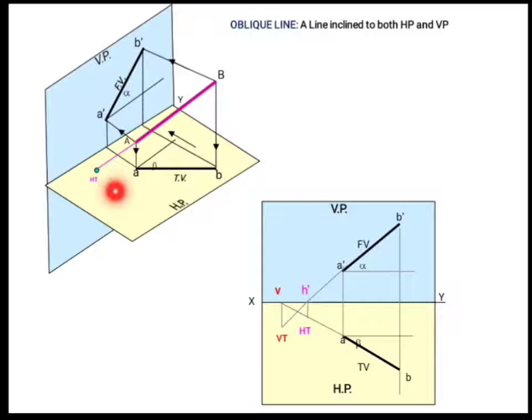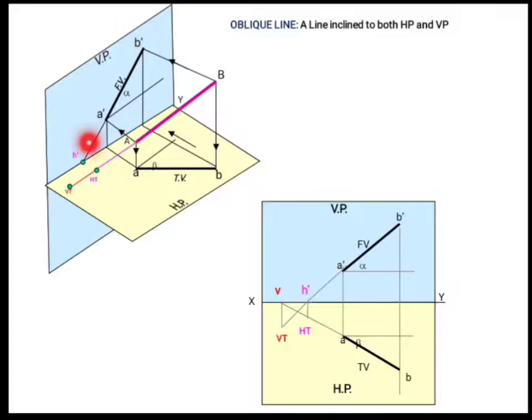Now after penetrating this horizontal plane, this extension of line goes beneath horizontal plane and again it penetrates the vertical plane below horizontal plane like this. Now this point is the piercing point on this vertical plane below horizontal plane. That point at which the extension of this line penetrates this vertical plane is named as VT. So VT is the point on vertical plane and HT is the point on horizontal plane.